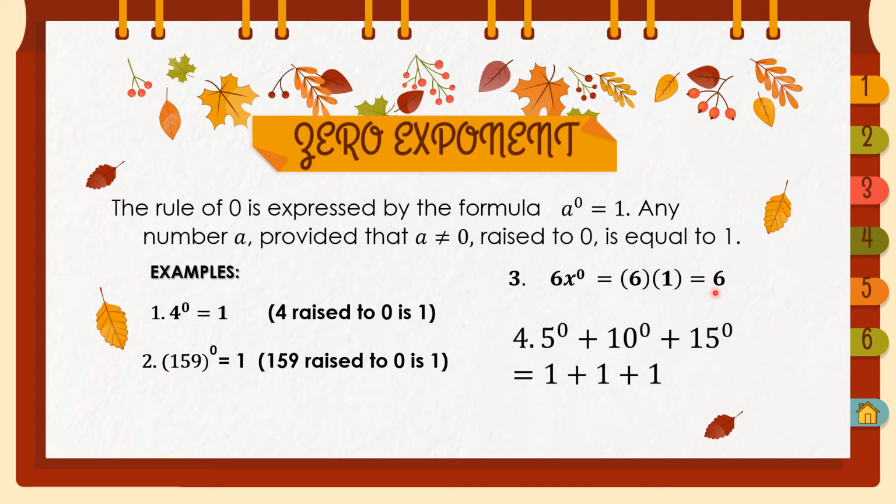Number 4, proceed po tayo. 5 raised to 0, that is equal to 1. 10 raised to 0, that is equal to 1. 15 raised to 0, that is also equal to 1. And then simplify. Add 1 plus 1 plus 1, that is equal to 3.